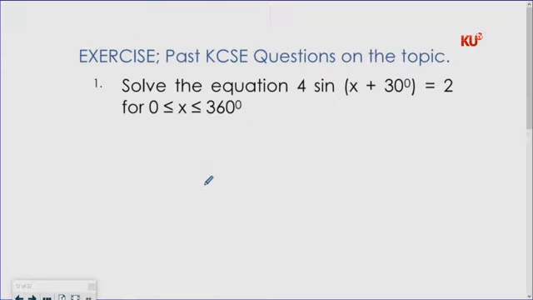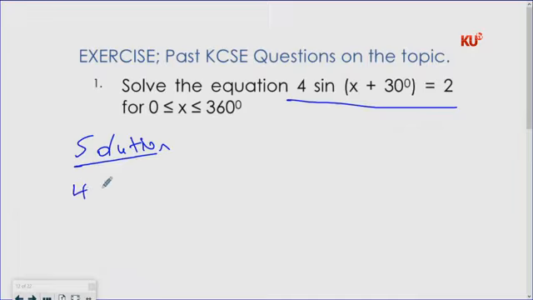So let's work out this one, learner. Solution to this. We are focusing on this particular equation. The equation here is 4 sine into brackets x plus 30 degrees is equal to 2. Remember the range is from 0 degrees to 360 degrees.